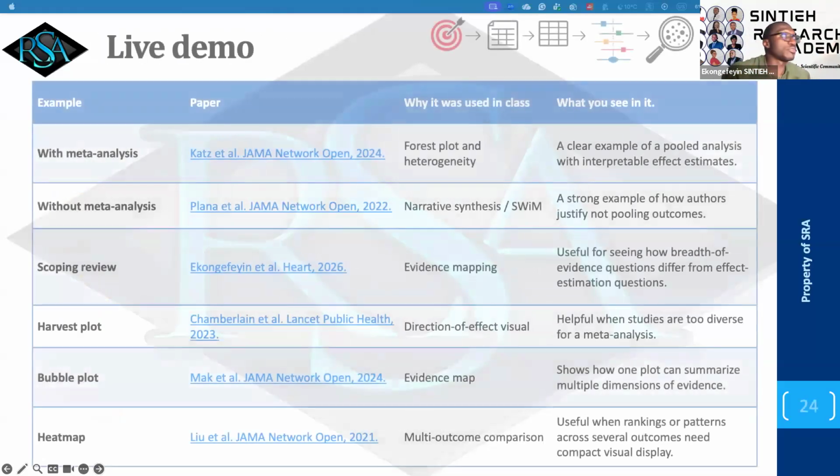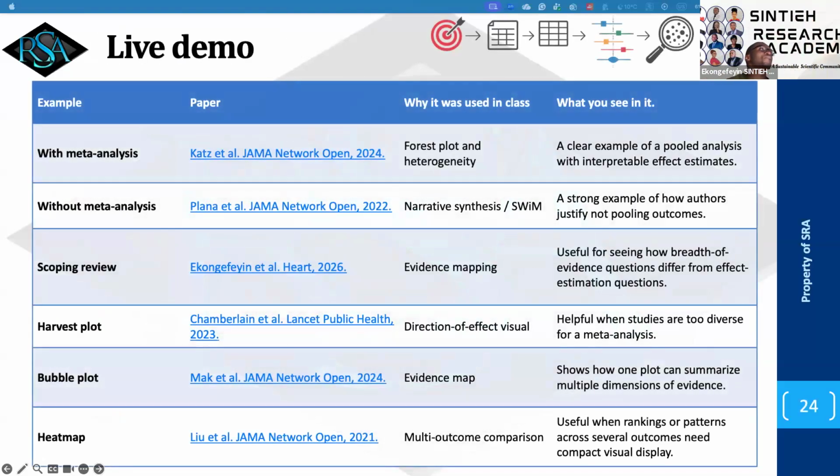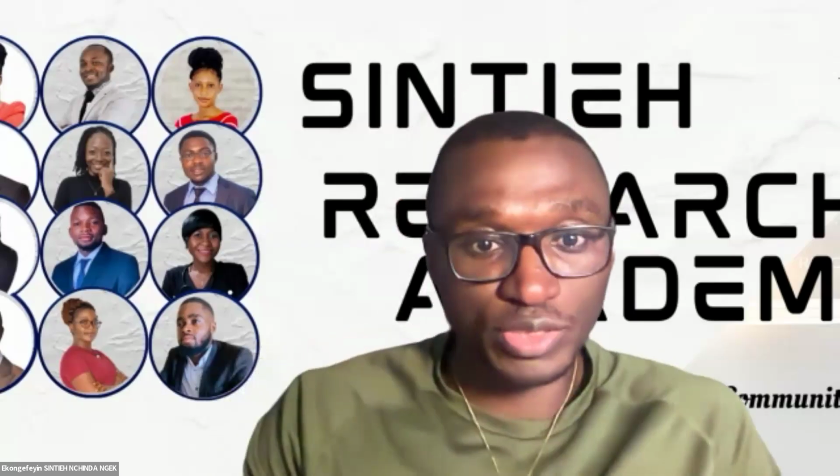So that said, it is time for us to look at the papers I sent to you guys. Just to highlight, the first paper has a meta-analysis, so we're going to see the meta-analysis output. The second paper is a systematic review without the meta-analysis, so you will see where we don't need to do anything. The next one is a scoping review, which is what I did, and this one is a mapping. It shows the broadness of literature. And then these are just plots so that you see how this plot looks in a real study. I'm going to switch my screens here.